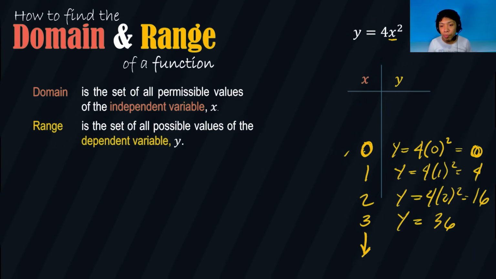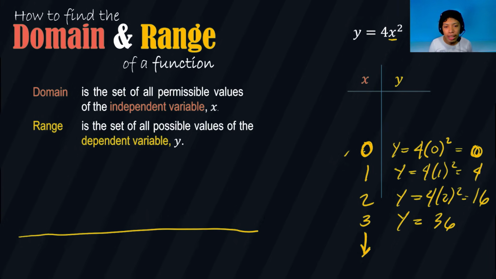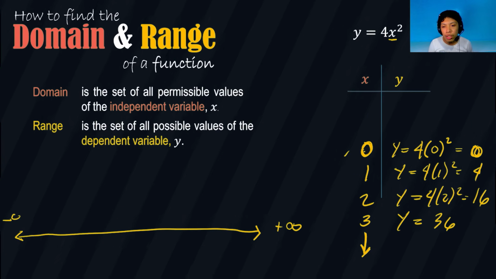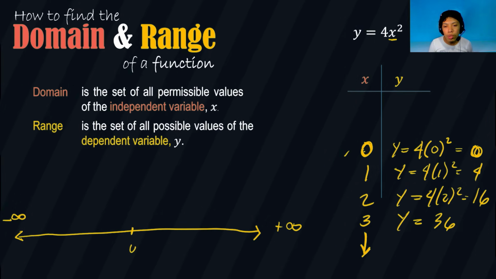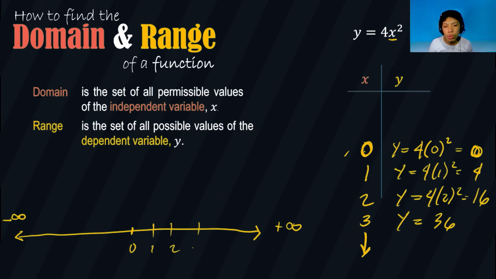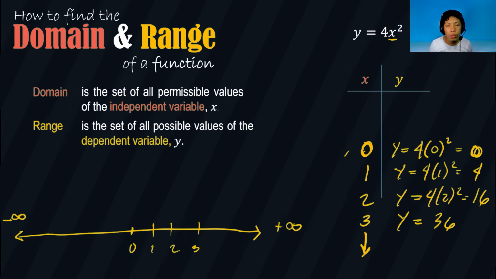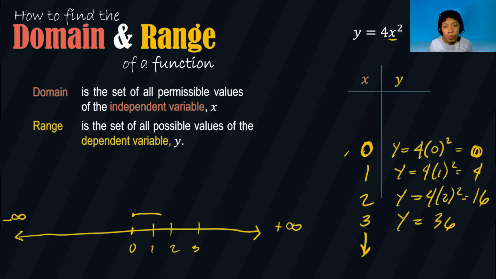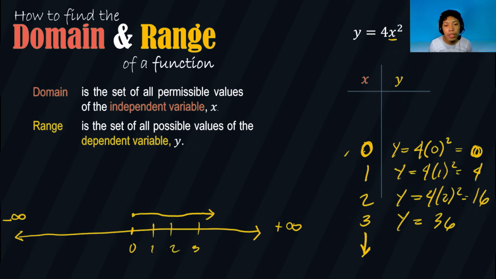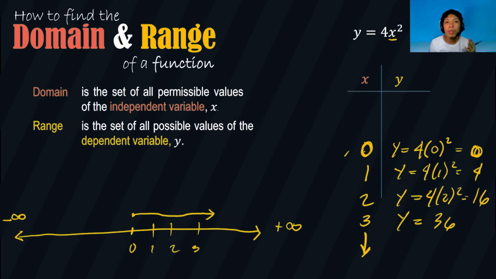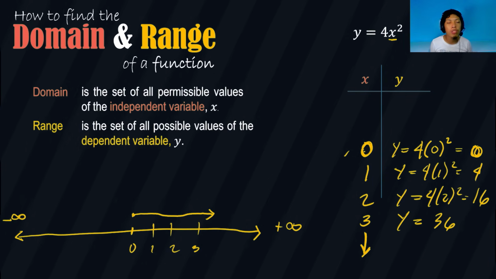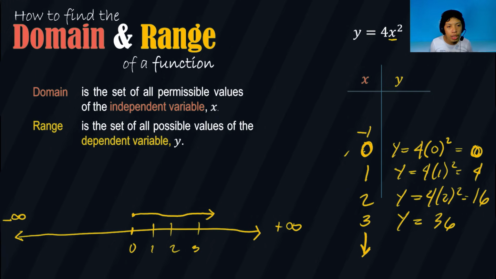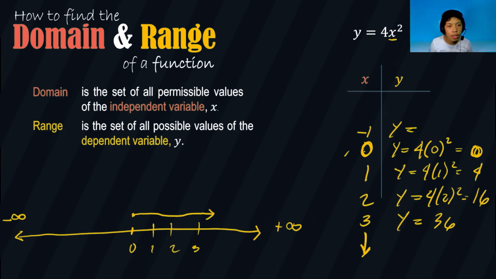So, ibig sabihin, okay, let me draw again. This is positive infinity. This is negative infinity. 0, 1, 2, 3, and so on and so forth. So from 0 to the positive infinity, including 0, it is a part of the domain. It is a permissible value of x. But still, we haven't covered the negative integers. How about negative 1? What's the value of y? This is 4.